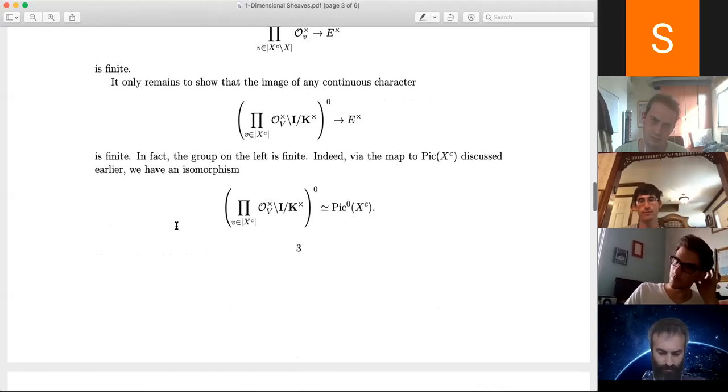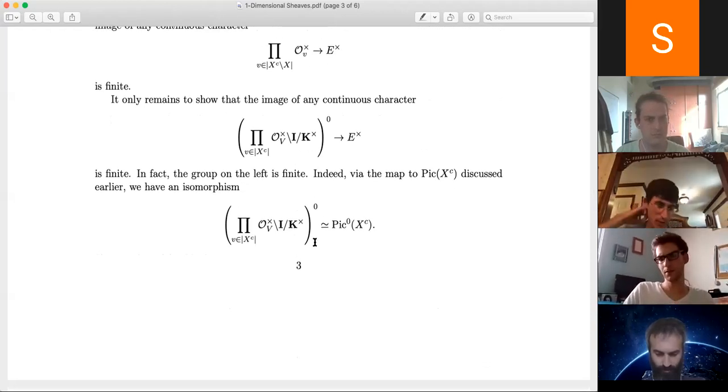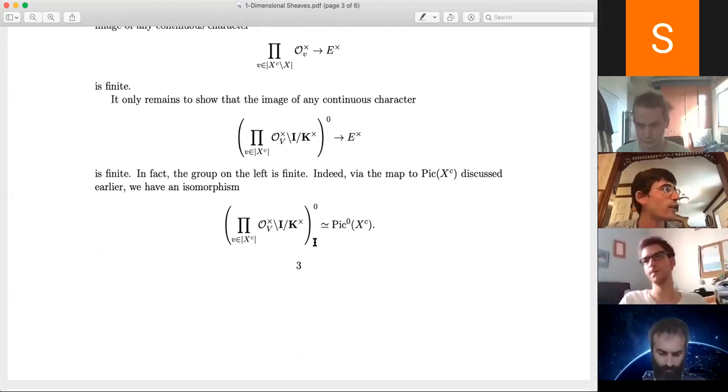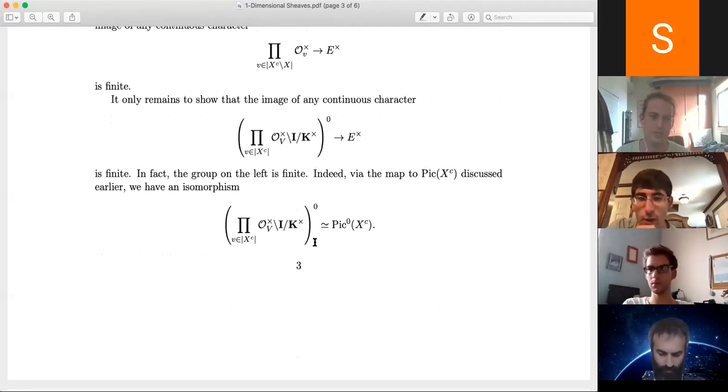Wait, so what's Pic^0? Pic^0. So you have Pic of a curve, right? And you have the degree 0 elements. That's Pic^0. Like if I look at P^1, total degree, you have the map to Z and the kernel. Yes, it's the kernel of that map. Like if I look at P^1, right? Pic of P^1 is Z and Pic^0 is just 0.